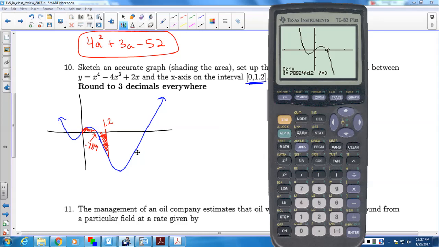Setting up the integral, I'm going to need to integrate from 0 to 0.789, my function that I have graphed in y1, and that's above the x-axis, so that's a positive number. Plus, I'm going to integrate from 0.789 to 1.2, and since that's below the x-axis, I want to take the absolute value of that number.